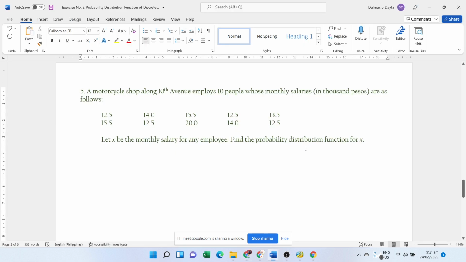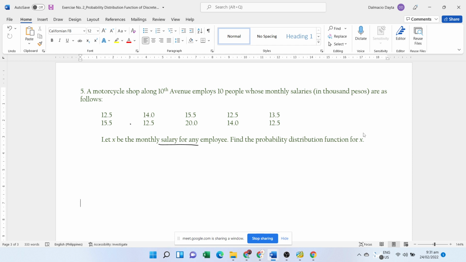Okay. Number 5. A motorcycle shop along 10th Avenue employs 10 people whose monthly salaries in 1,000 pesos are as follows. Let X be the monthly salary for employee. So, ito na yung mismong sample space sa letter A, na? Find the probability distribution function for X. Ano nga yung X? Monthly salary for employees. Ito na rin yan.